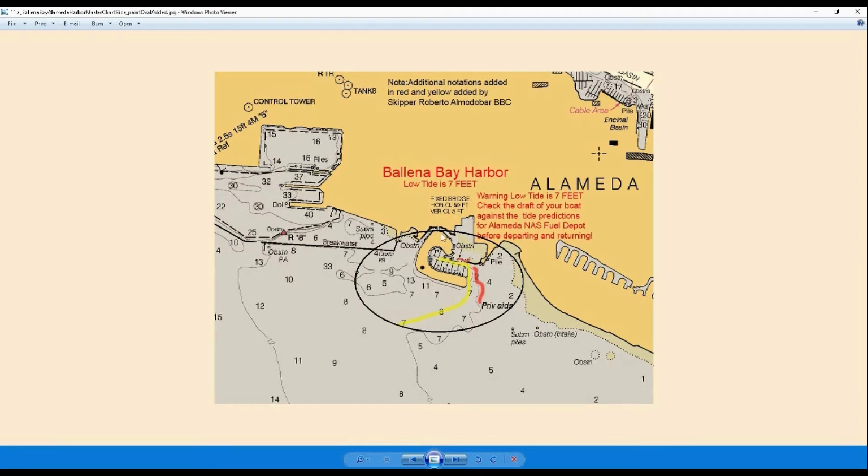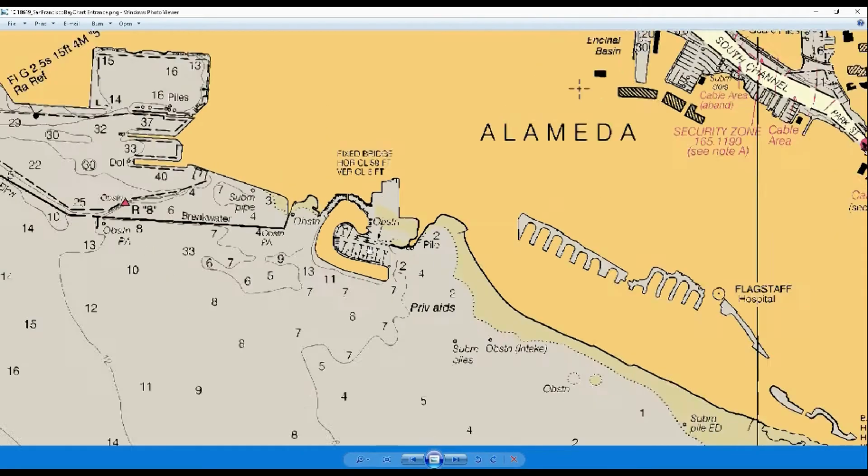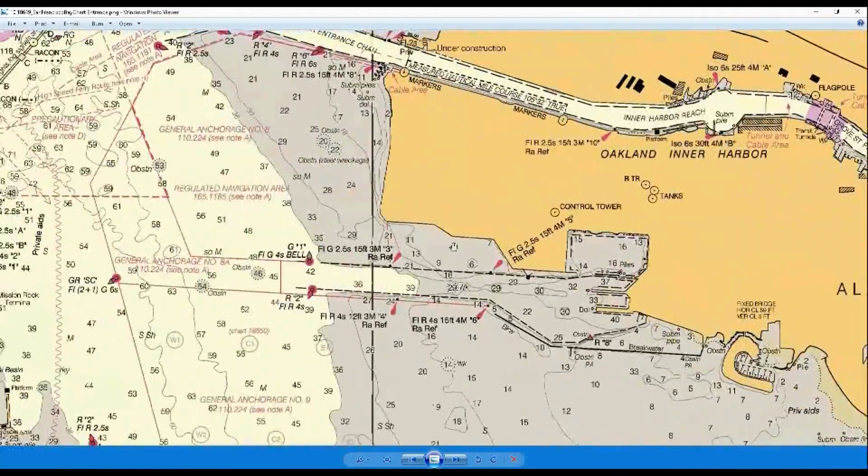At any rate, so this is our departure port at Alameda, Ballina Bay. Our low tide there is average of 7 feet. The next thing I want to also check is what the low tide average is at our destination. Our first destination is going to be Angel Island. So let me come back to the chart here, and let's go up to Angel Island. Take a look at that, see what's going on up there.